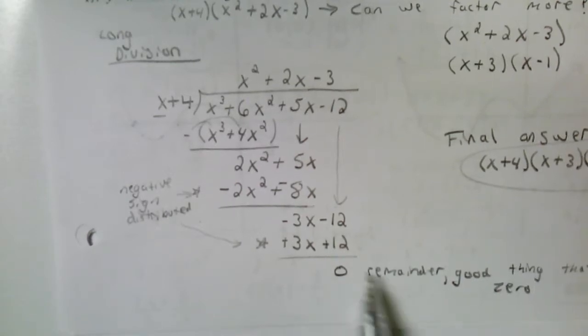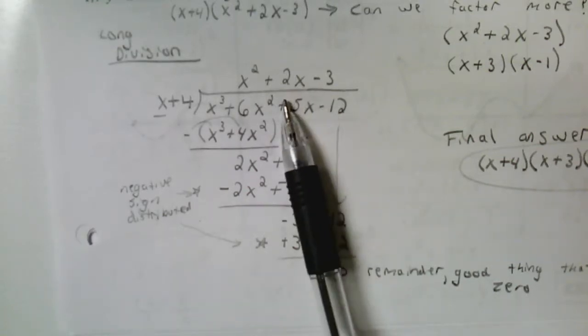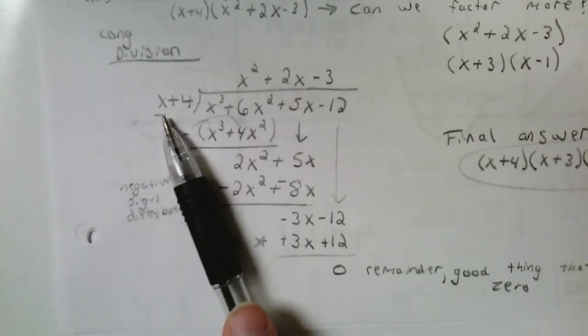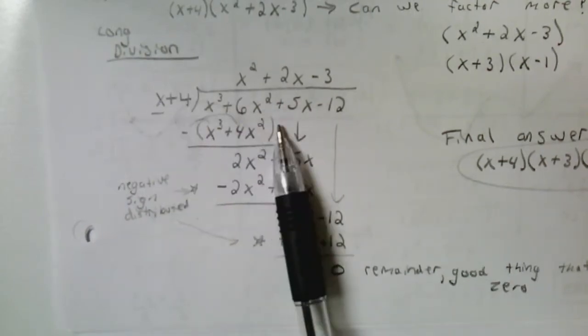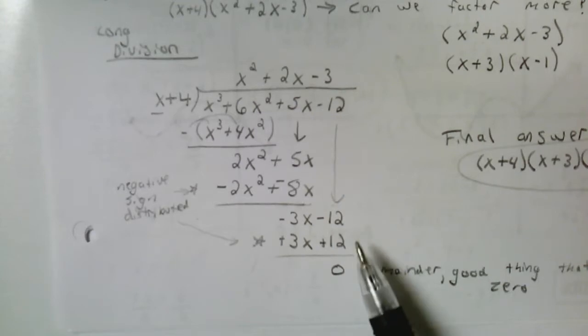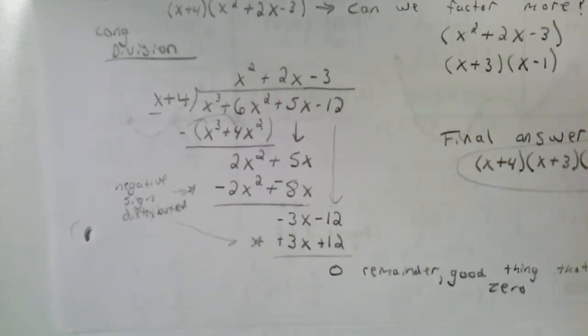This is a good thing that I got a remainder of 0, because what that's saying is this is indeed a factor. So if they asked you, hey, is 4 plus x a factor of this whole thing? I'd say yes, absolutely. If it was a remainder of 1 or 2 or 3 or a million or a negative million, anything other than 0, that means it is not a factor. No bueno, it is not a factor, and therefore you can't really proceed.